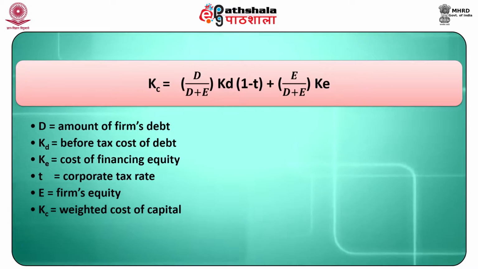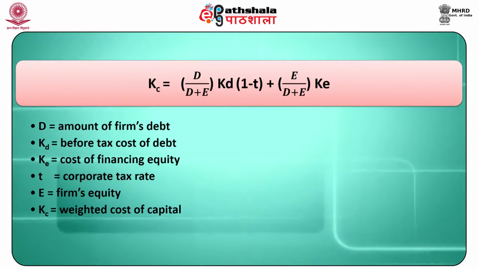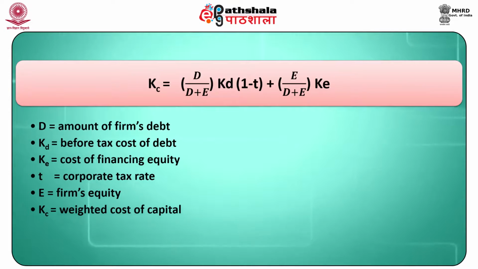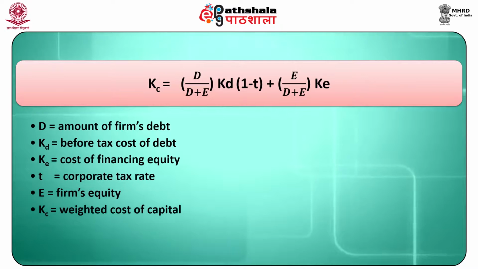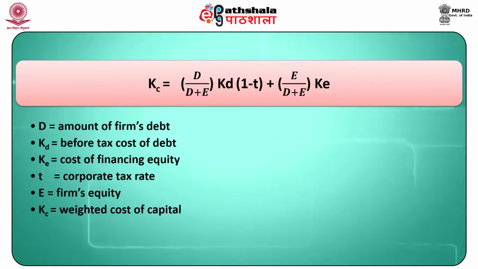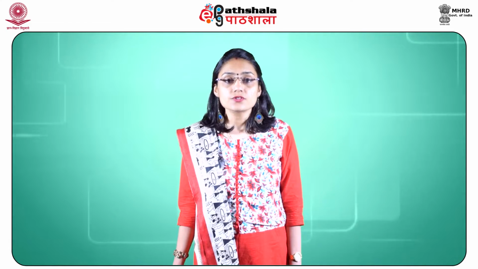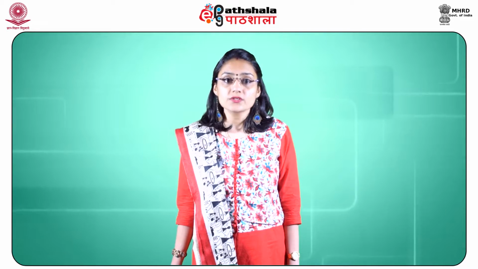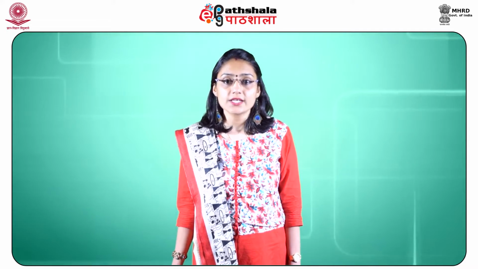Kc is equal to D by D plus E into Kd (1 minus t) plus E by D plus E into Ke, where D is equal to the amount of the firm's debt, Kd represents the before-tax cost of debt, Ke is the cost of financing equity, t represents the corporate tax rate, E represents the firm's equity, and Kc is the weighted cost of capital. The ratios used in the above formula show the percentage of capital represented by debt and equity.